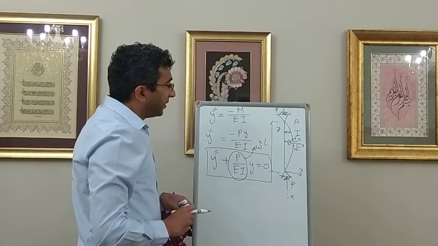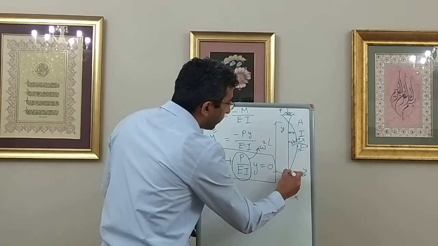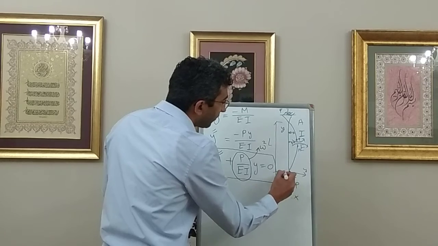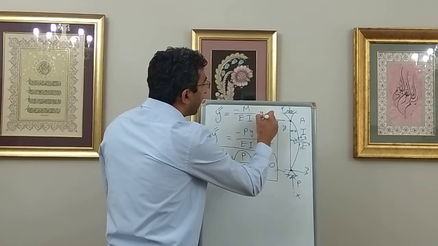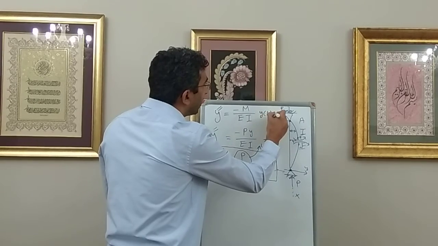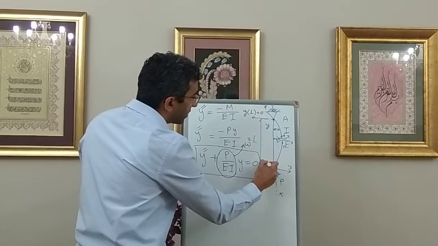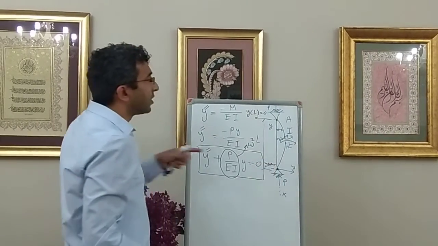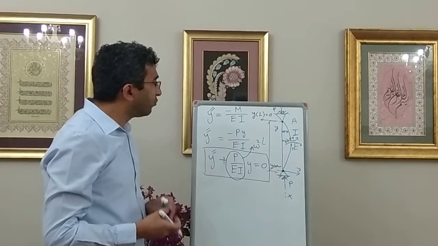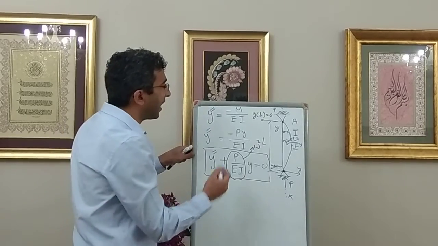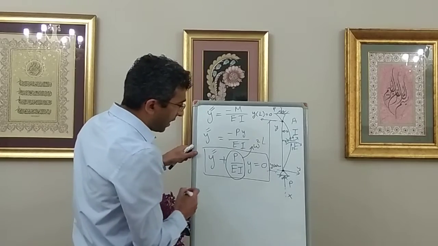And I have two boundary conditions. The first one is at this point, when x is equal to 0, y is equal to 0, and at this point, when x is equal to L, y is equal to 0. So I have two boundary conditions. So we call this a boundary value problem. So how to solve this equation?